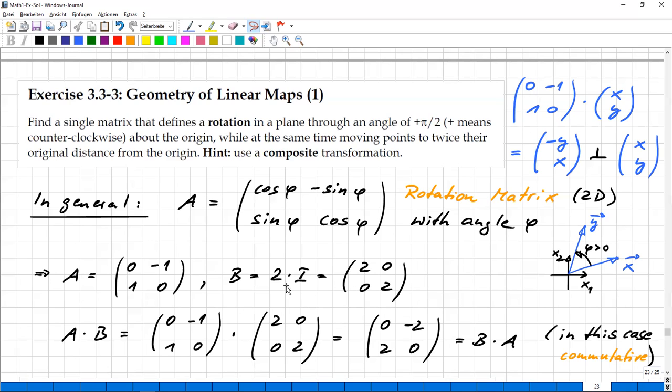I could also just have said, after I made this rotation, I just take this matrix times 2, every element times 2, and that's what I get. So in the end, that's the matrix which makes this linear mapping. Okay, so that's quite nice, but also simple.